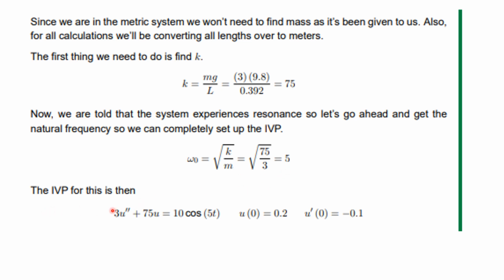So the IVP for this problem is 3 u double prime plus 75 u, because that's the spring constant, equal to 10 cosine of 5t. Now notice we have 5t here because that is the resonance frequency, and here are your initial conditions. Now this is not a difficult problem for you to solve, and so you should do that.